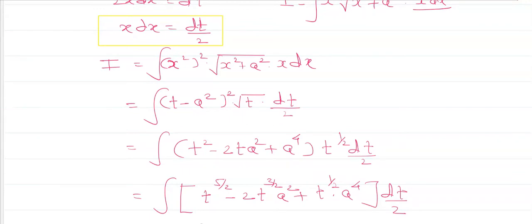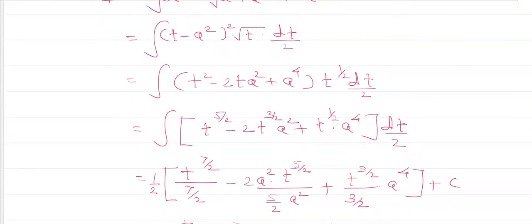We will expand this now: a t raised to 2 minus 2t a square plus a raised to 4, t raised to 1 upon 2, into dt upon 2. Again we will simplify this. T raised to 1 upon 2 into t raised to 2 gives 2 plus 1 upon 2, that is 5 by 2.